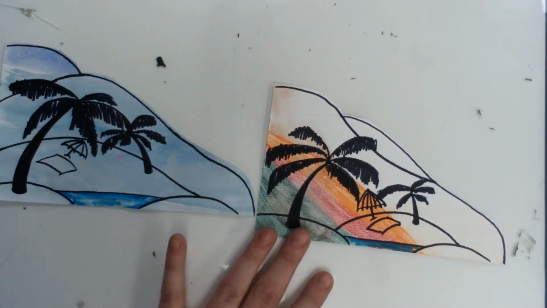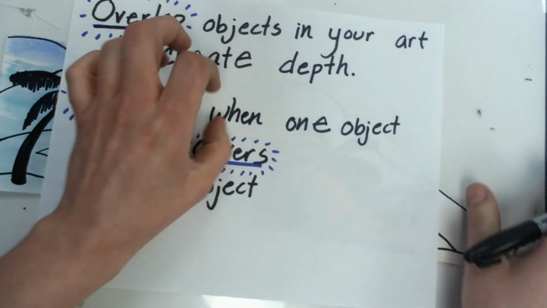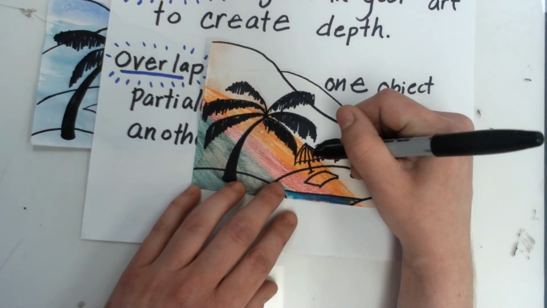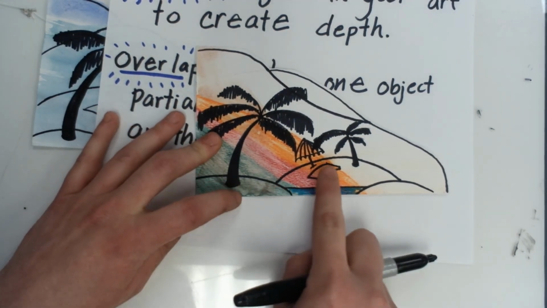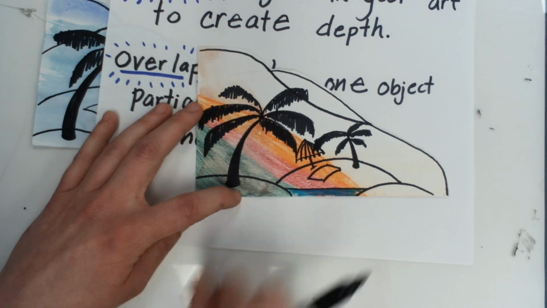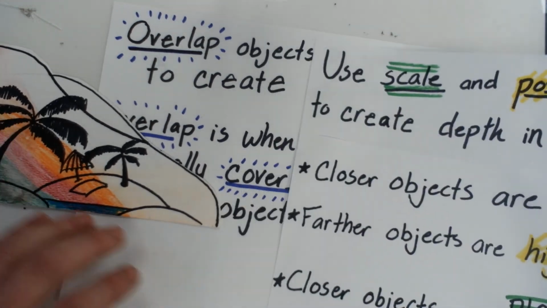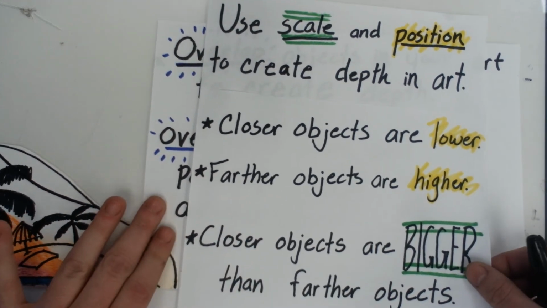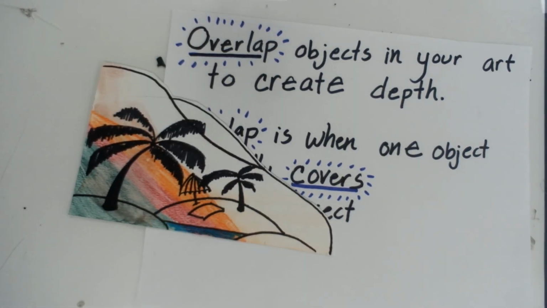Wait, no we don't. We've got to have overlap. Did we check for overlap? That's when one thing covers another. Make sure that you have overlap in your artwork. I've got a little overlap here where my tree overlaps the umbrella. And if you've got hills, this hill's overlapping that hill, and this hill's overlapping that hill. Make sure you've got your overlap and that you have used scale and position to create depth in your artwork. Have fun drawing.